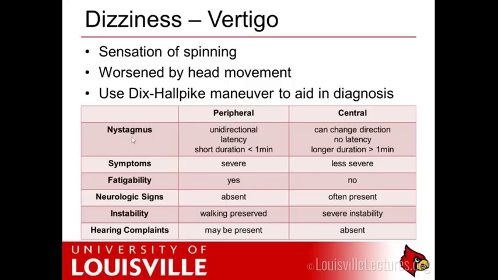So for nystagmus, peripheral vertigo can give you unilateral nystagmus. It has some latency, so after you do the Dix-Hallpike maneuver, there's going to be a pause, and then they'll start having nystagmus. And then the nystagmus is going to last less than a minute.